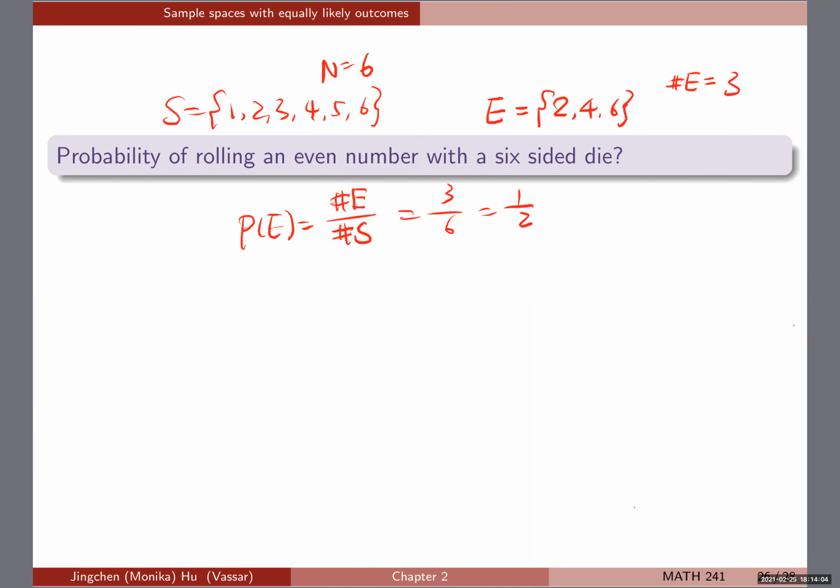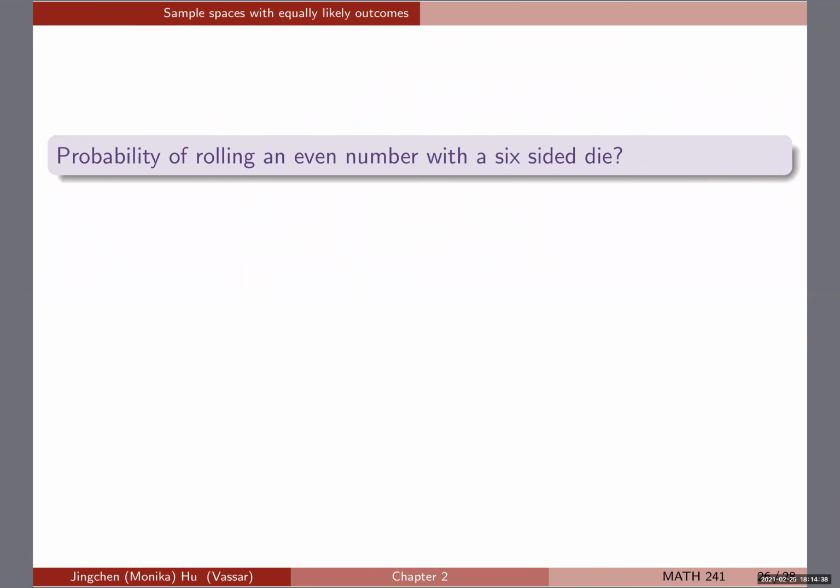Even before I do all of the math expression here, you know that if it's a fair 6-sided die, the chance of getting an even number is 1 over 2, it's half, because half of the numbers are even and half are odd. But now, because we can formally define that this is a sample space with equally likely outcomes, we're able to do this cardinality computation, and in the end derive that the probability of event E is 1 over 2.